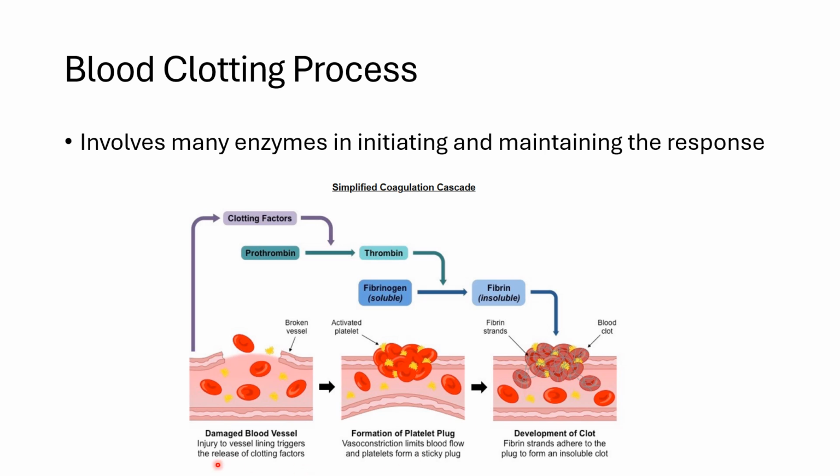So essentially, injury triggers the release of clotting factors, vasoconstriction limits the blood flow, and platelets form a sticky plug. So your platelets, these yellow things, are already in the blood. They form a sticky plug with some of these red blood cells until the fibrinogen can be turned into fibrin. Then we start to get these light blue, it's almost like a net that comes in here and fills in the spots and develops the clot, so that it's an insoluble clot, so that no more blood can leak.